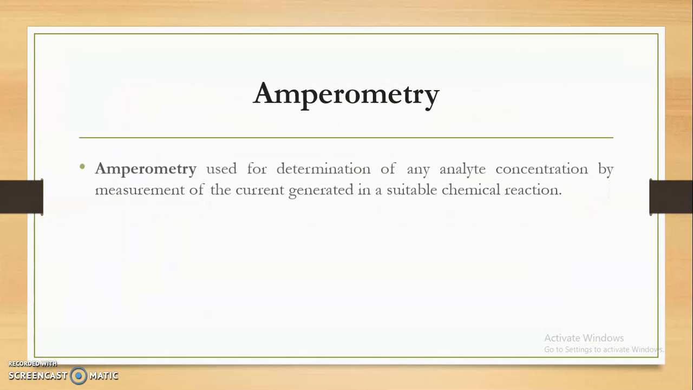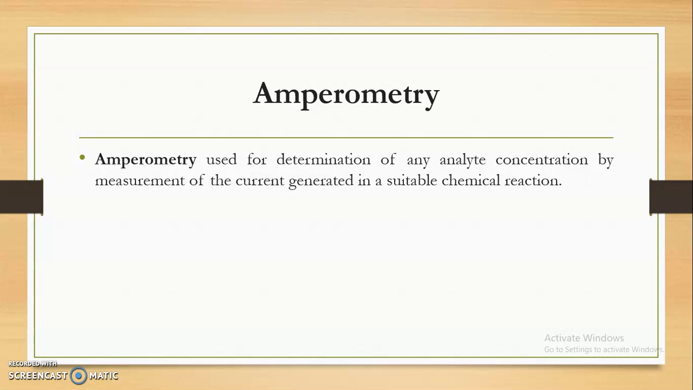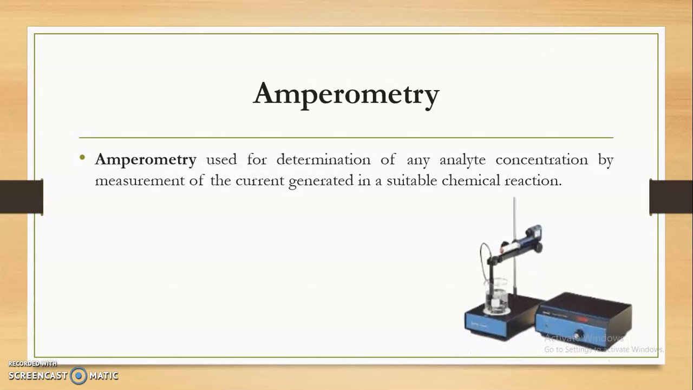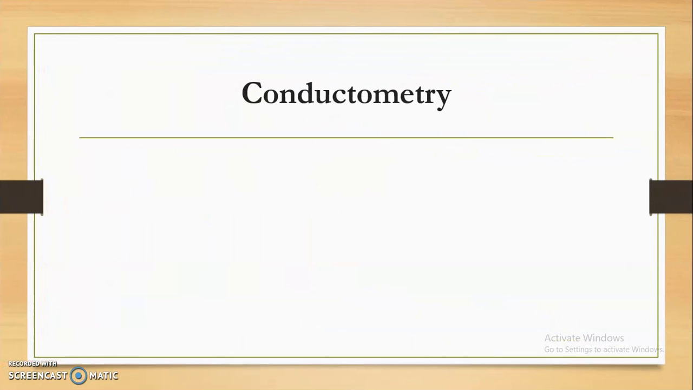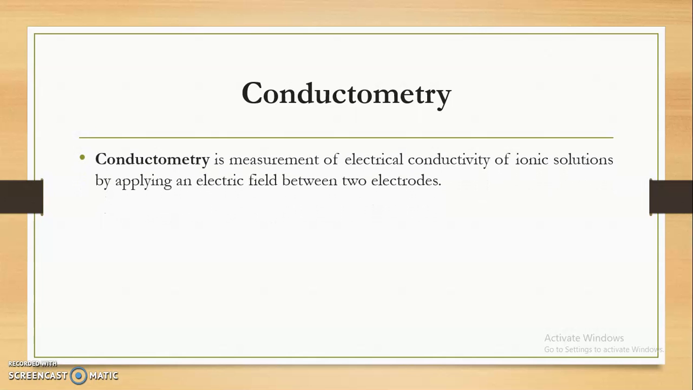Then amperometry. Amperometry is used for the determination of an analyte concentration by measurement of the current generated in a suitable chemical reaction. This is the typical diagram of amperometry. This is also one of the important techniques as compared to potentiometry. Conductometry and potentiometry are the two very important techniques which are frequently used for electrochemical analysis.